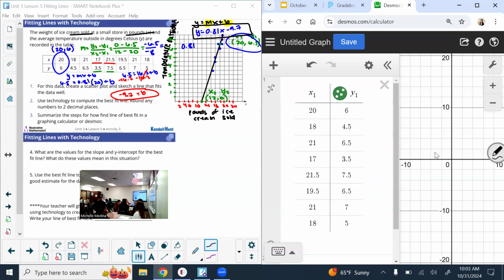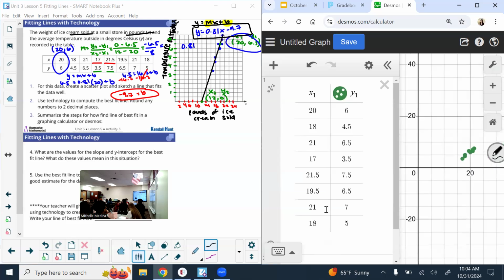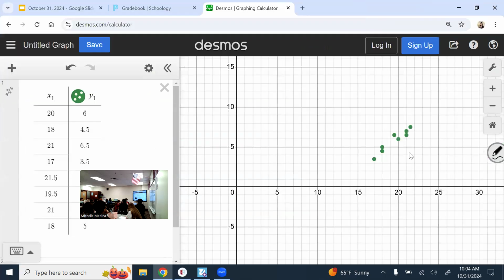All right, so everyone see how I just put the table into Desmos. Nothing crazy happened. They're still paired with the same numbers. Any good? Everyone good there? Now this next part, by the way, if you zoom out, I'm gonna full screen for the rest of it, you can see our scatter plot.